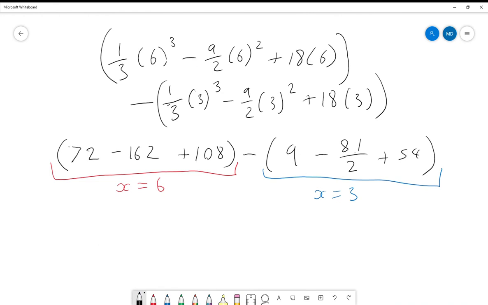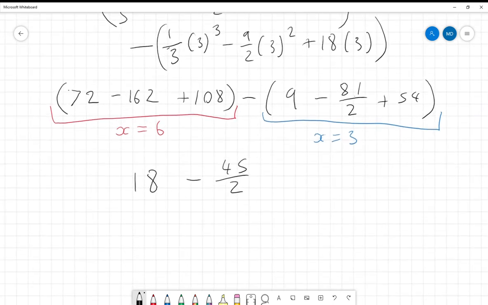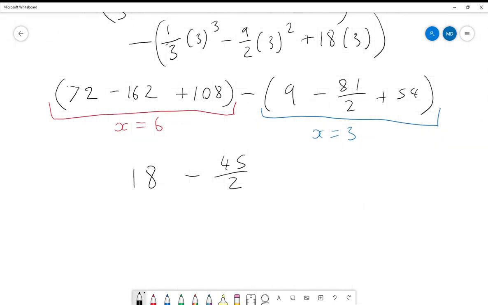Working that out, we're going to end up with 18 subtract 45 over 2, and then doing a little bit of fraction subtraction, we're going to end up with 36 over 2 minus 45 over 2. And what you need to notice here is that we're doing a smaller number subtract a larger number, so we're going to end up with a negative answer, negative 9 over 2.